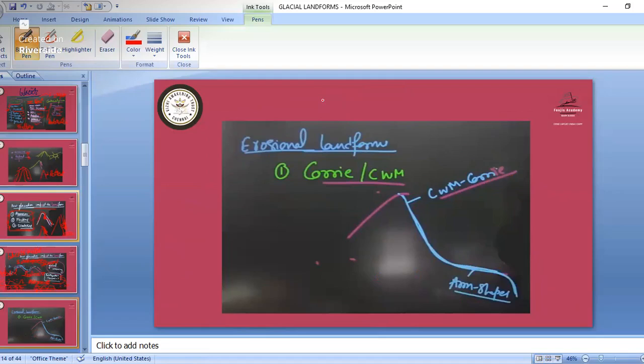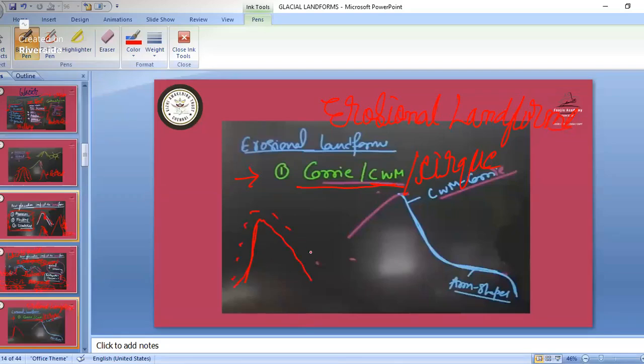Now here we'll see about the erosional and the depositional landforms of the glacier. First we'll study about the erosional landforms. In these erosional landforms, the first landform we have is the cirque, also called the cwm. Just know this, no need to know the full form. It might also be known as cirque. Now how does it happen? Suppose here we have the mountainous area. Now what happens?